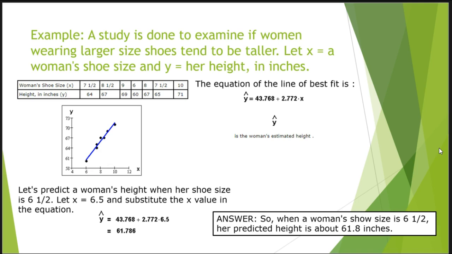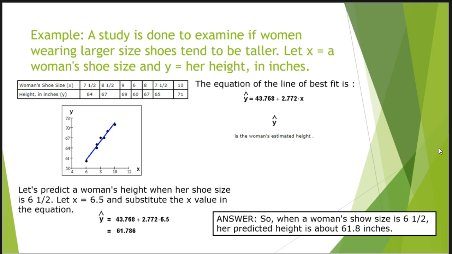So let's take a look at an example. A study is done to examine if women wearing larger size shoes tend to be taller. So x will equal a woman's shoe size and y is her height in inches. Here we've got a chart with some data in it. We've got an equation for the line of best fit and a scatter plot with the line of best fit drawn on there. Y hat is the woman's estimated height.